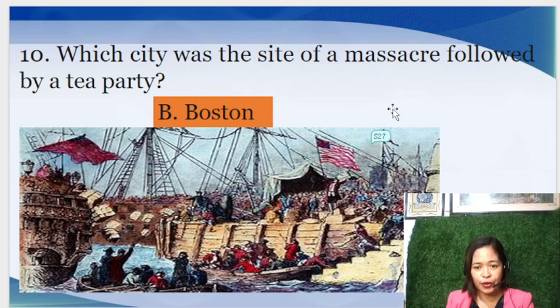It's Boston. In the year 1770, the redcoats fired on a colonial mob. Five died, and it was called the Boston Massacre. In response to the Tea Act, Bostonians snuck British tea into the harbor.